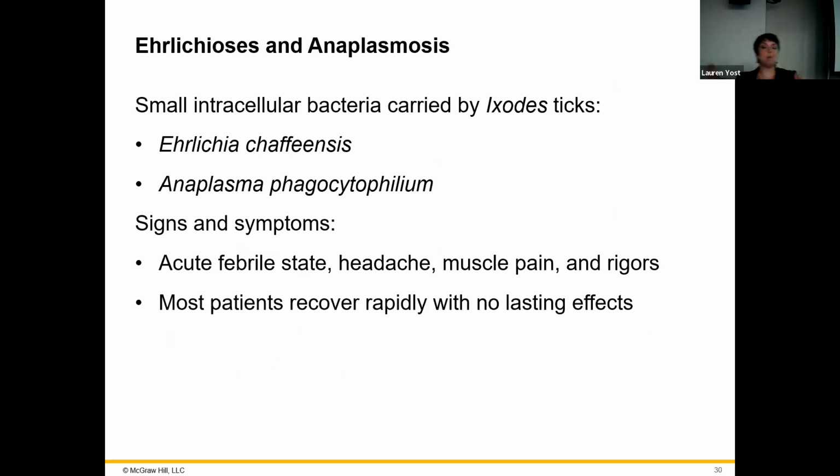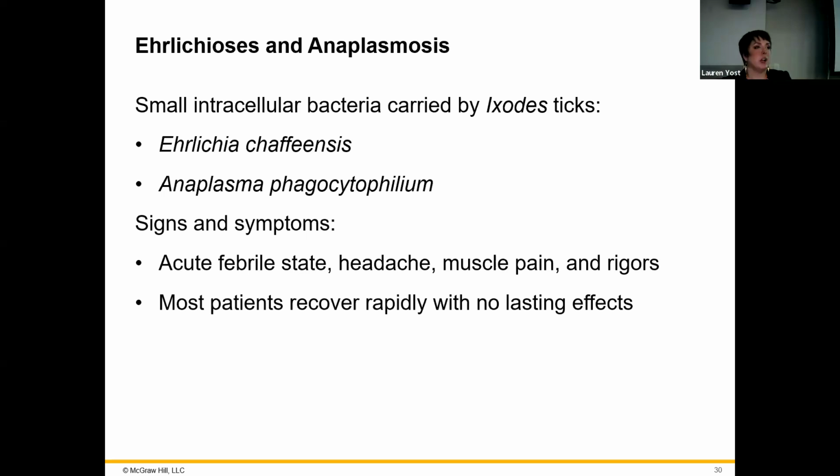It has an acute febrile state, which means you feel sick. Okay, you know you're sick. You might have headache, muscle pain, and rigors. You feel sick, and then you recover from it. And so this is also transmitted by ticks. These are hard ticks that we call Ixodes ticks. So you have the big soft ticks that fill up, and then you have the ones that are actually hard ticks, and these are the hard tick guys.